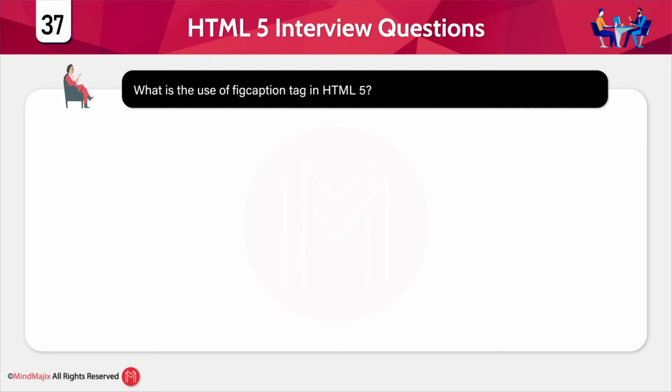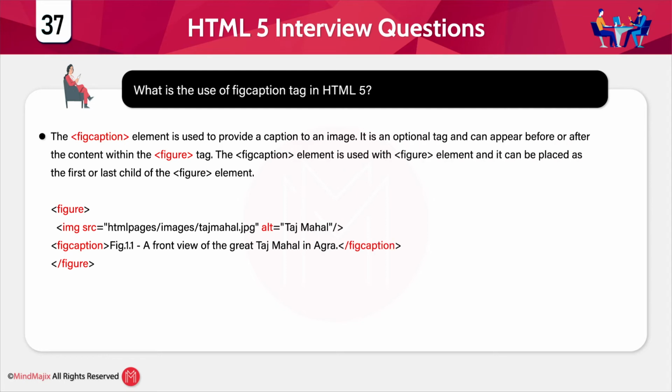What is the use of figcaption? The figcaption tag in HTML5 is used to provide a caption of an image. Just as the caption tag is used for a table to describe its purpose, in the same way here figcaption is used to provide a caption to an image. It is an optional tag, and it can appear before or after the content enclosed within the figure tag.